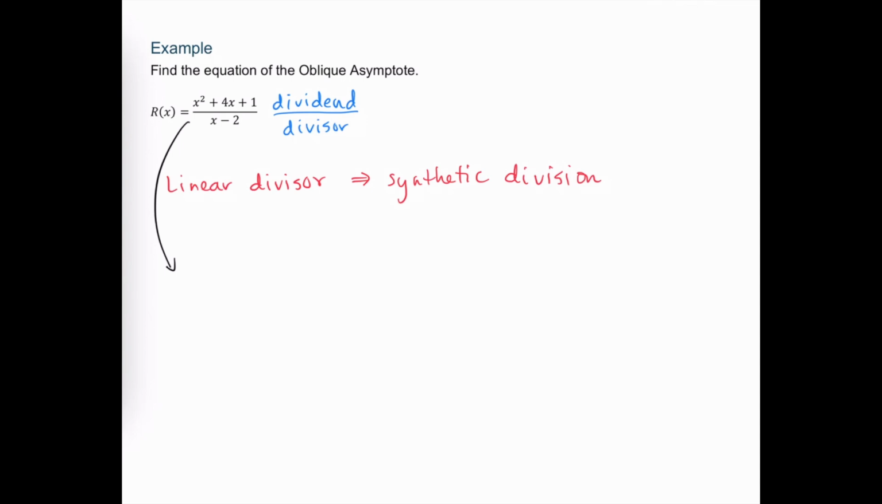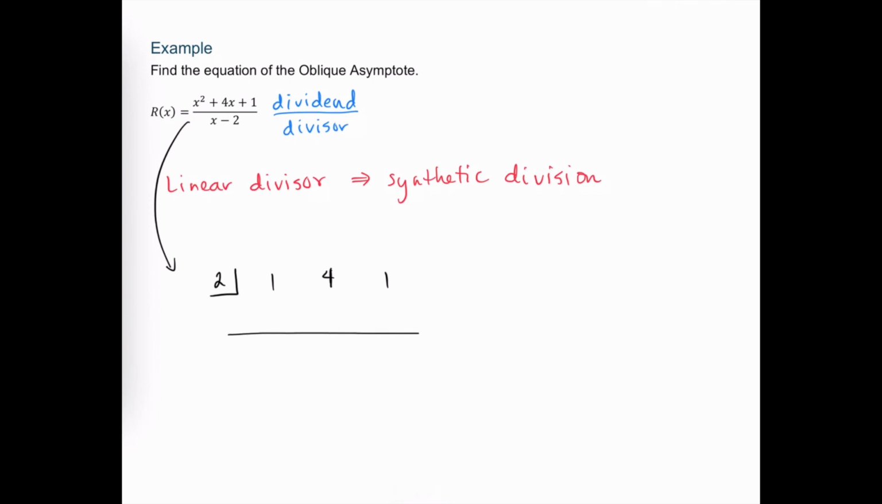So let's do that. We start synthetic division with a backwards L box, and we put the 0 of the divisor in this box. The divisor is x minus 2. The x value that causes that to be 0 is 2, so the 0 of the divisor is 2. The coefficients of the quotient come out beside here, so we've got a leading coefficient of 1, 4 is the coefficient on x, and 1 is the constant. We're not missing any terms in that top quadratic, so we don't need any 0 placeholders.